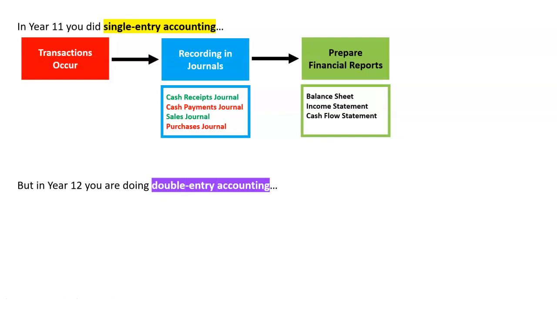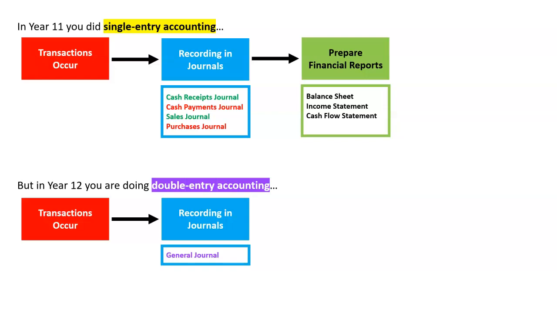So what does that mean? That means, well, the transactions happen. You record them in journals. We're just doing the general journal this year, but we still would use these other journals in reality. But instead of preparing financial reports, we've kind of got an extra step.